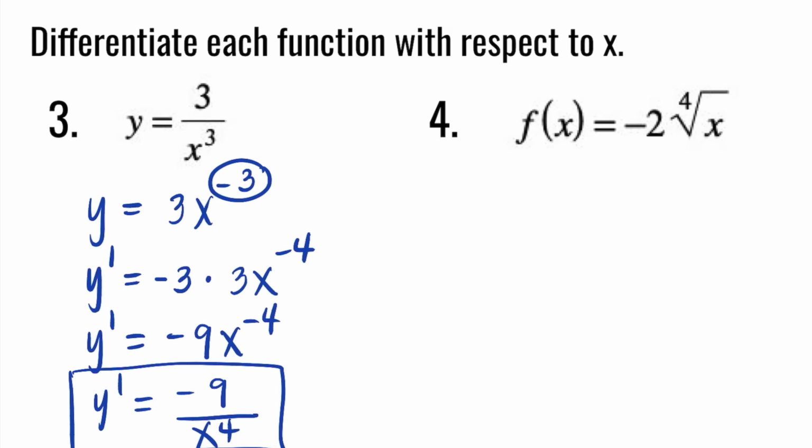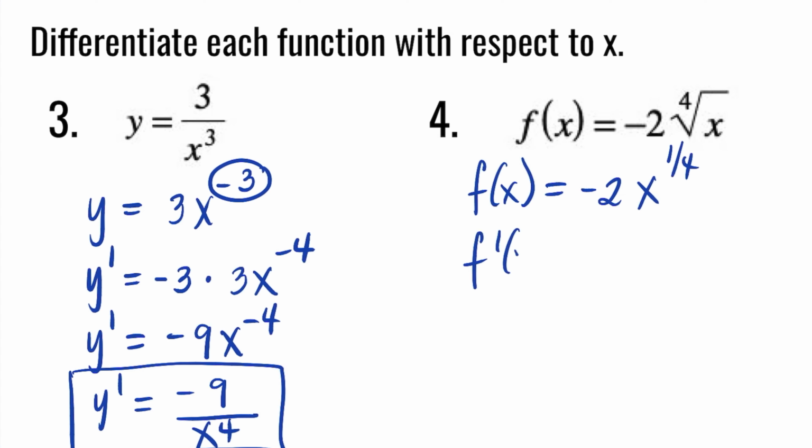Question number 4. f of x is equal to negative 2 fourth root of x. So the first thing that we need to do is rewrite f of x using a fractional exponent. Fourth root means the exponent is 1/4. So this will be the same thing as negative 2 times x to the power of 1/4. So now let's find the first derivative, f prime of x. The exponent is 1/4, so we will have 1/4 times negative 2x. What do you think will be the new exponent for x? This will be 1/4 minus 1, and this is negative 3/4.